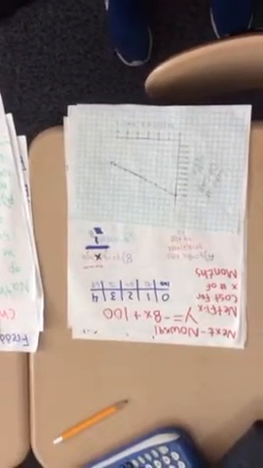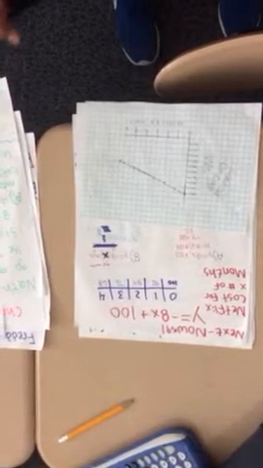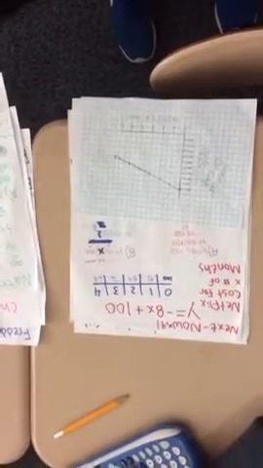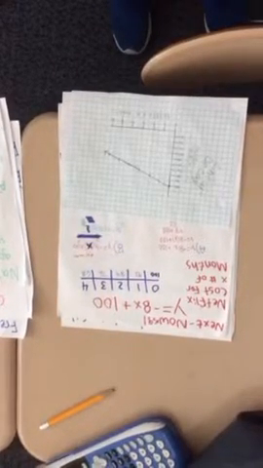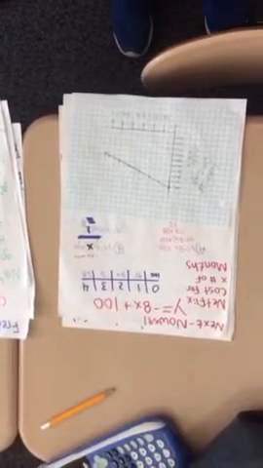The equations are: explicit rule is y equals negative 8x plus 100, and the recursive is next equals now minus 8, start 100. We have the table there. You start off with 100 and you subtract 8 each time. And then A is y equals negative 8x plus 100, which is the equation.